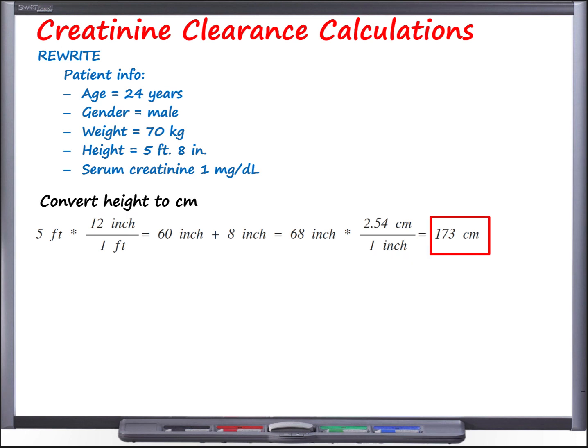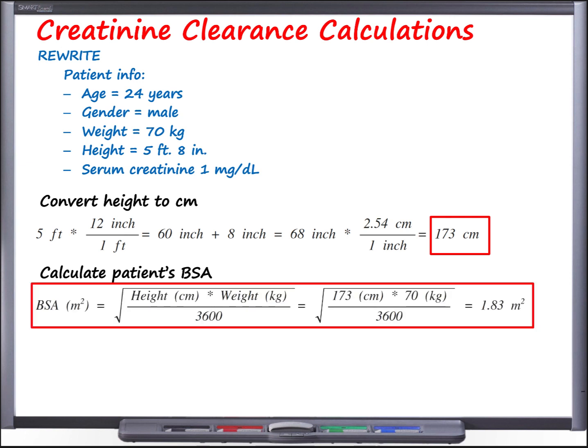Now we'll need to calculate this patient's body surface area. To do that, we'll use the Mosteller formula that you've done in a previous chapter, and that formula was to take the square root of the height in centimeters multiplied by the weight in kilograms and then divided by 3,600. Okay, so let's use that formula.